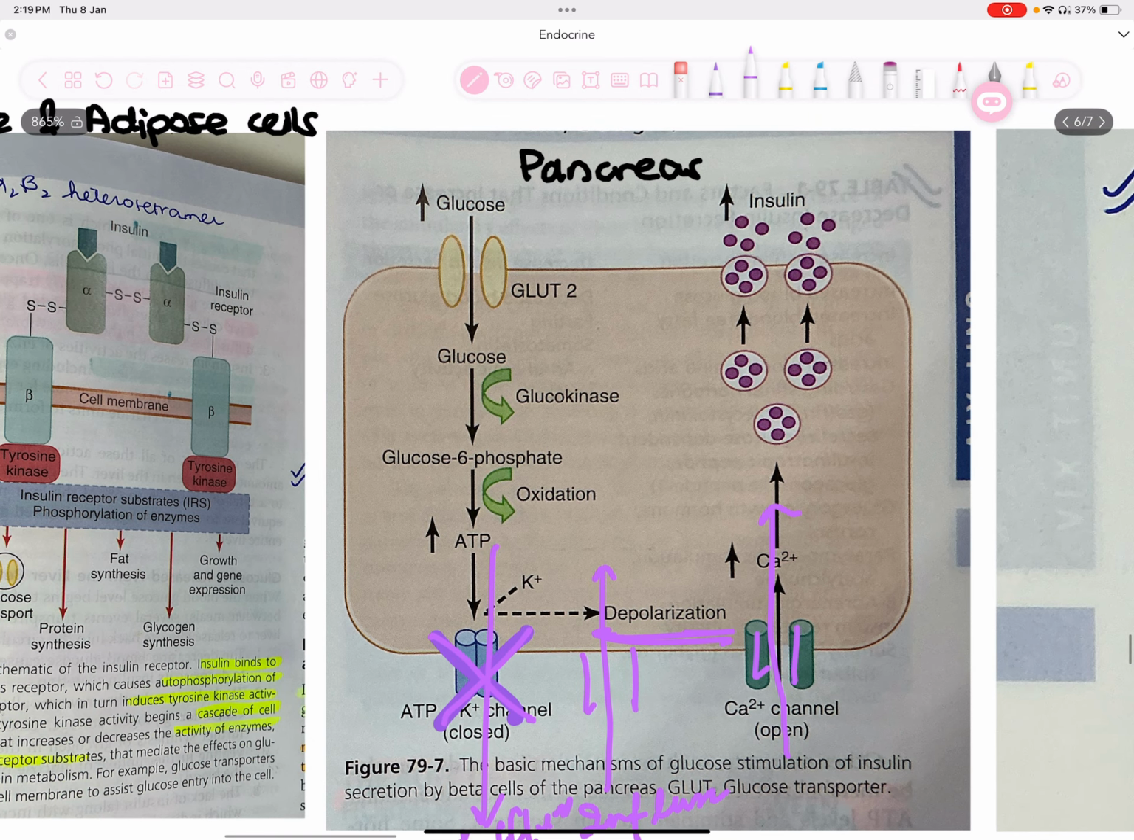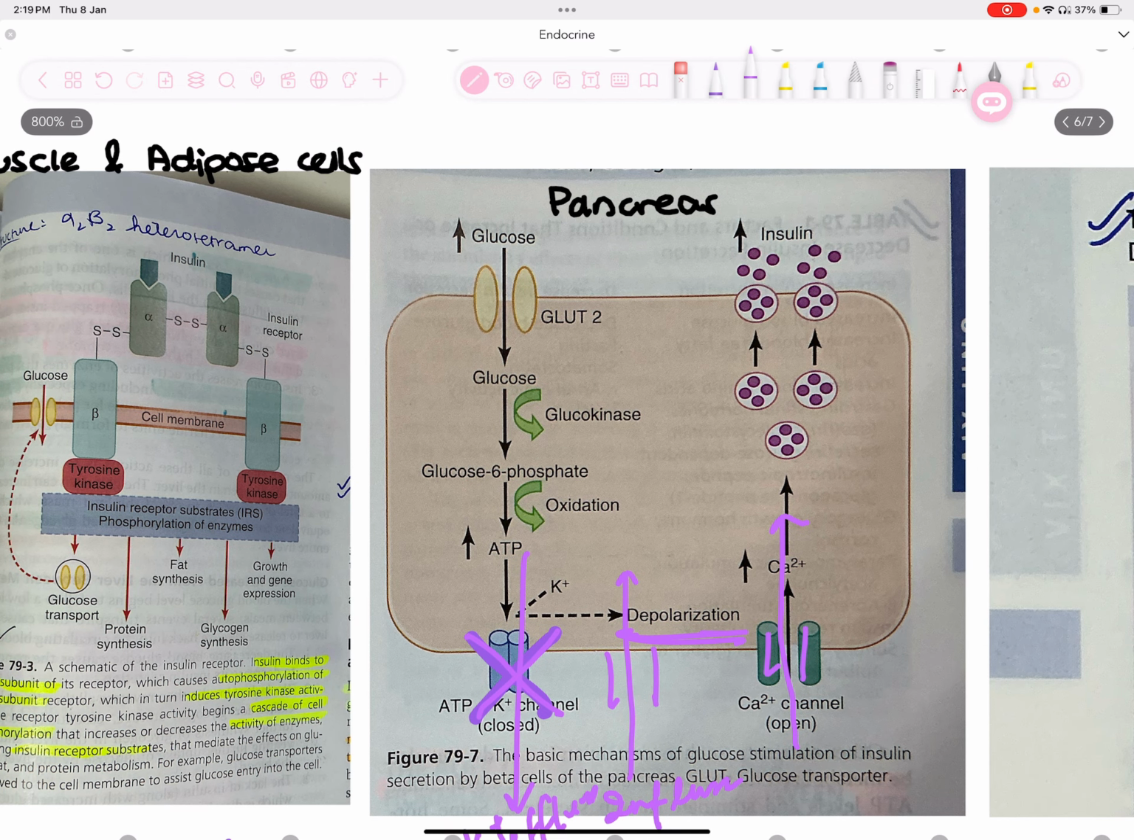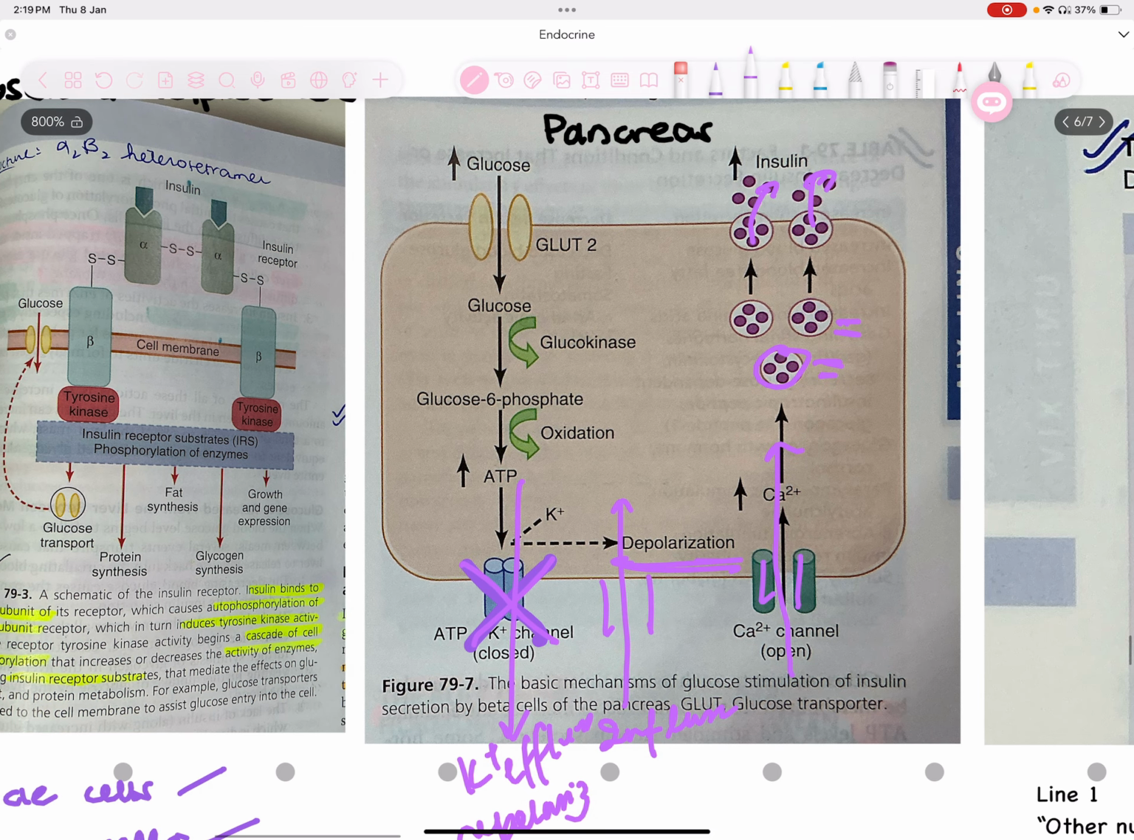And what will it do? The influx of calcium is going to stimulate the fusion of the docked insulin containing vesicles. These vesicles are docked here; they're just waiting here patiently. So what will happen? They will be translocated and they'll fuse with the membrane, and there'll be exocytosis of insulin, and that's how insulin is released. So this is the entire mechanism.